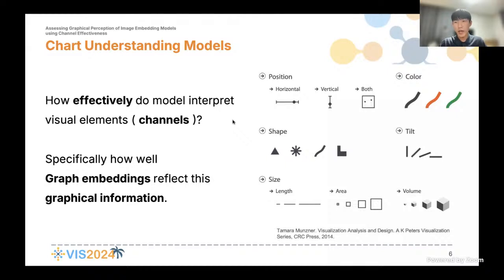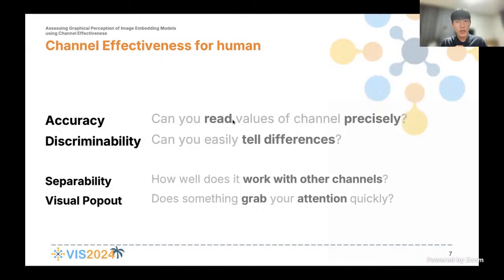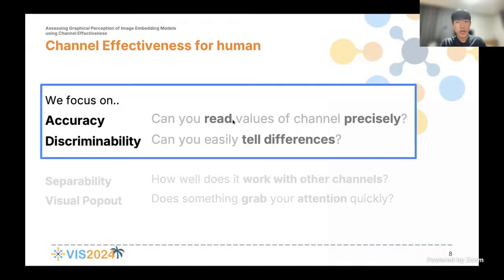Before we get into how we calculate the channel effectiveness of a model, let me first briefly explain channel effectiveness. For humans, we mainly consider four major metrics: accuracy, discriminability, separability, and pop-out. However, for the scope of this study, we focus on just accuracy and discriminability, because we haven't yet found a way to explore the relationship between separability and visual pop-out for each channel when the models look at the graph. So this is for our future work. I'll explain the first two, accuracy and discriminability, in more detail.